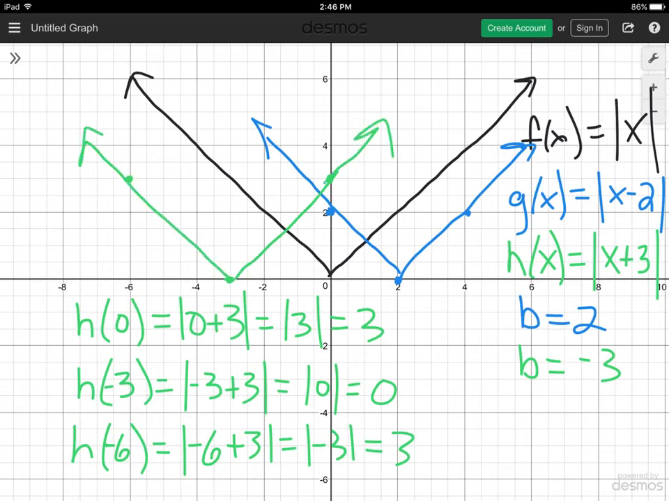Okay, so again, notice that basically all we did was shift it to the left 3. It does say x plus 3, shifted to the left 3. X minus 2, shifted to the right 2. Everything else stays the same. The slopes or the angles are still parallel, or the lines are still parallel.